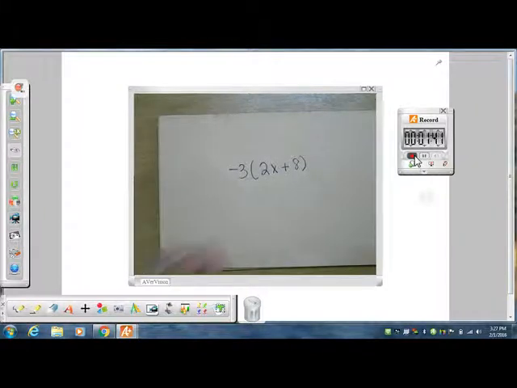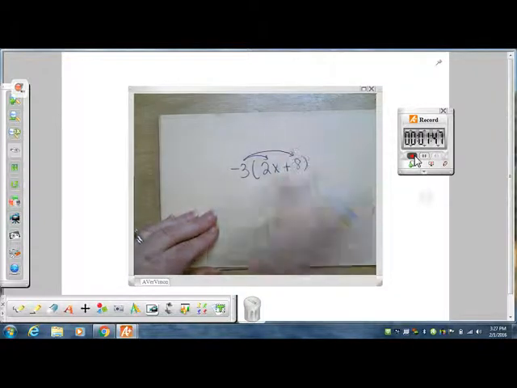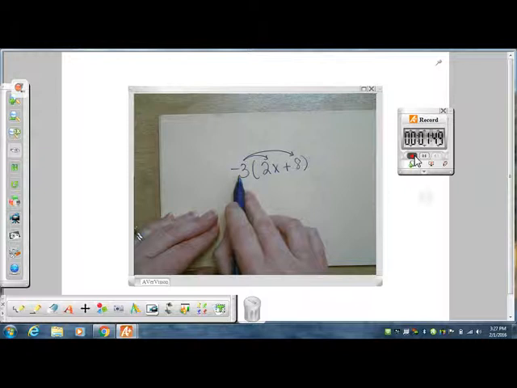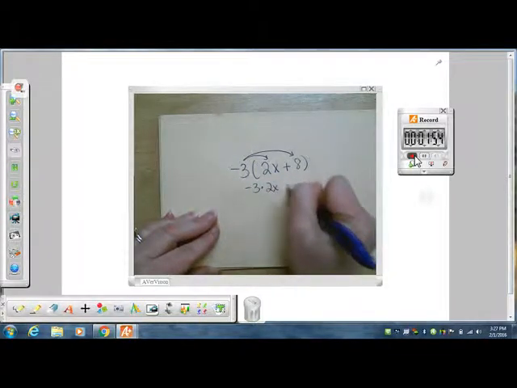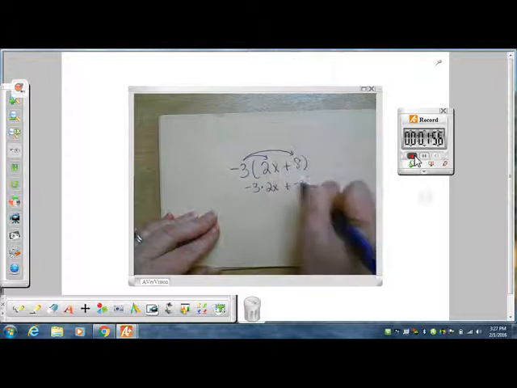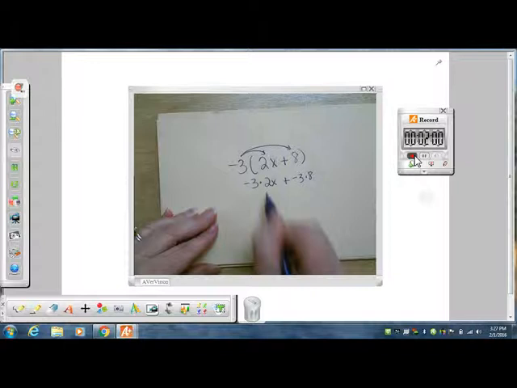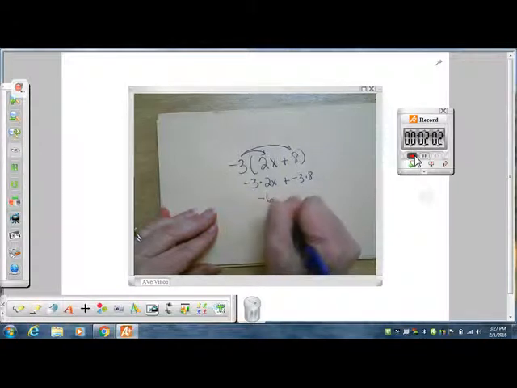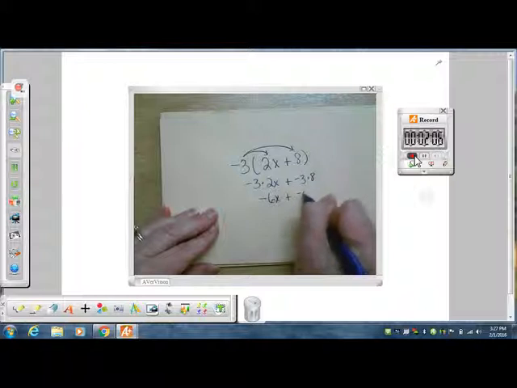So another one, this one has a negative sign. Well, that's okay. We're just going to use our rules for multiplying negatives. And so negative 3 times 2x, so I'm taking negative 3 times 2x plus negative 3 times 8. So I can simplify that. Negative 3 times 2x is negative 6x plus negative 3 times 8 would be negative 24.